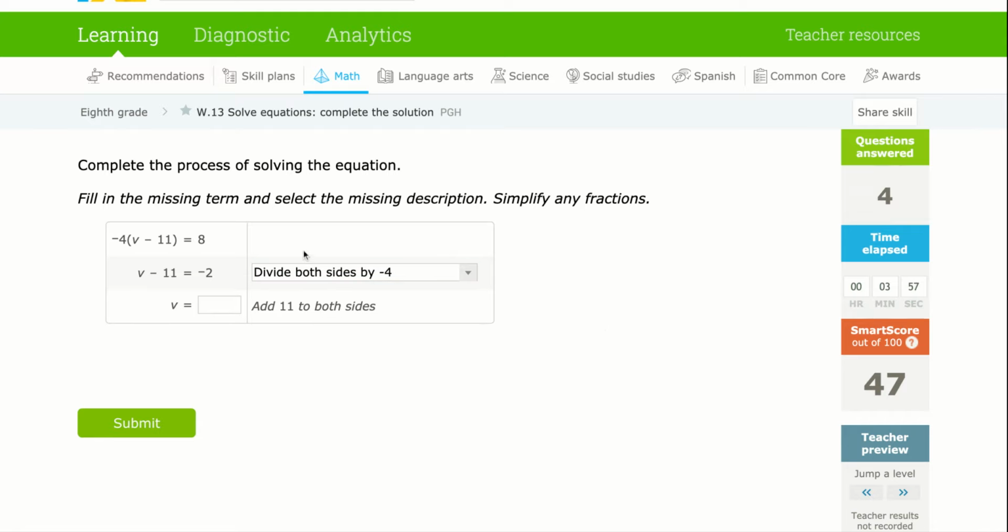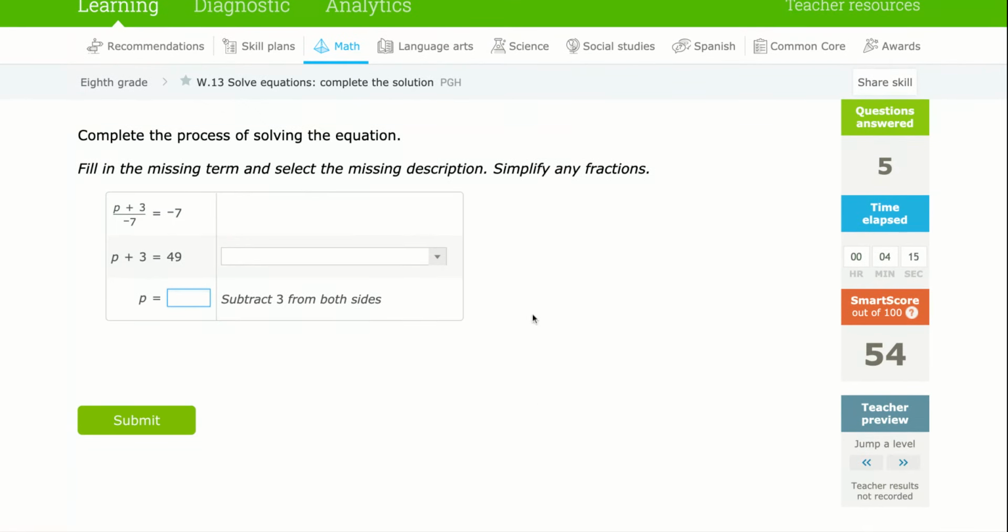So again, now we're actually having to put in what's been done. And then the next statement is given to us. They add 11 to both sides. So adding 11 to the left gets rid of the -11. Adding 11 to the -2 gives us 9.